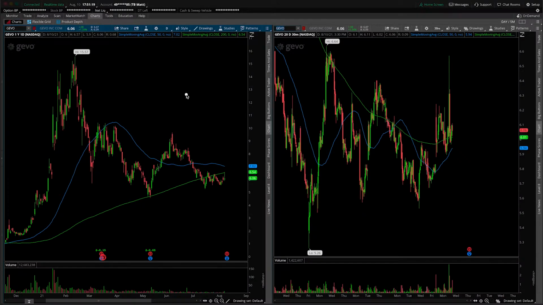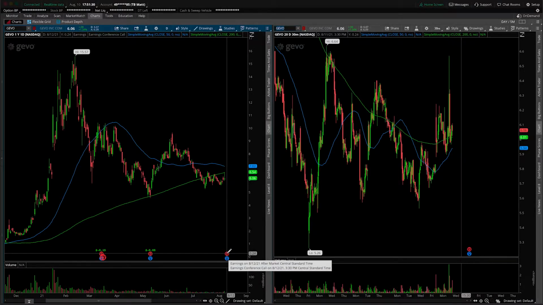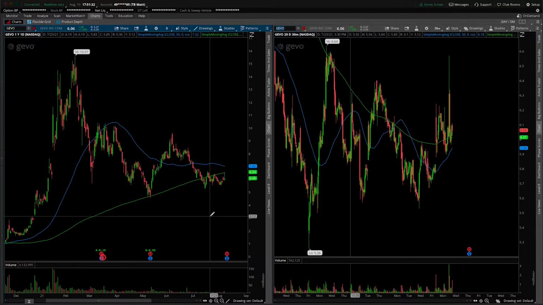On the left-hand side, we are looking at the daily time frame, and on the right-hand side, the 30-minute intraday time frame. First thing to point out is that earnings are around the corner, not tomorrow, but the day after that, and I believe they are after the close. If we hover there, so yes, 3:30 Central Time on the 12th after the close.